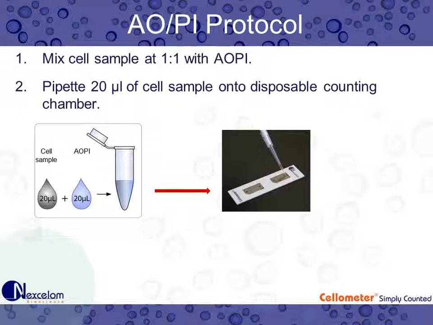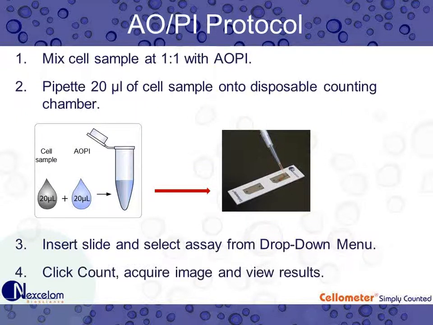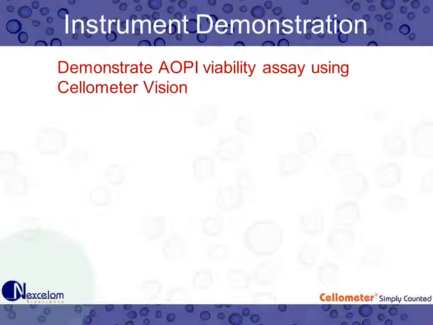You can load one side, as you can see in this image. Either side can be loaded. So once the slide and sample is loaded into the slide, you insert the slide into the Cellometer, and then you choose your assay from the drop-down menu. So I will show you that in a second as well. You simply click Count and acquire an image and view results. So let me actually go ahead and show you a live demo.